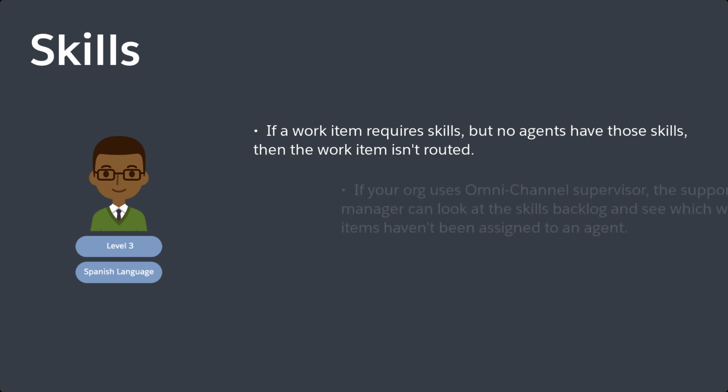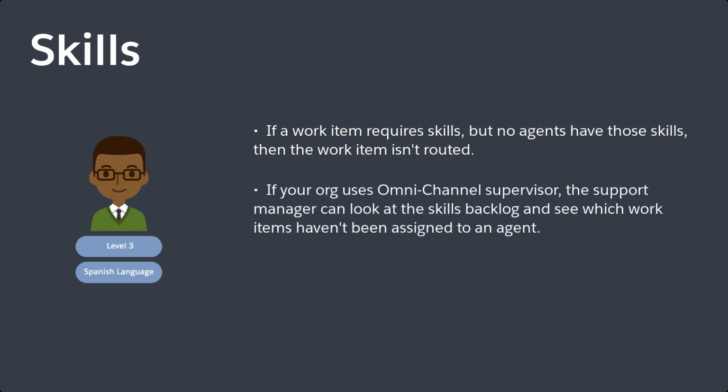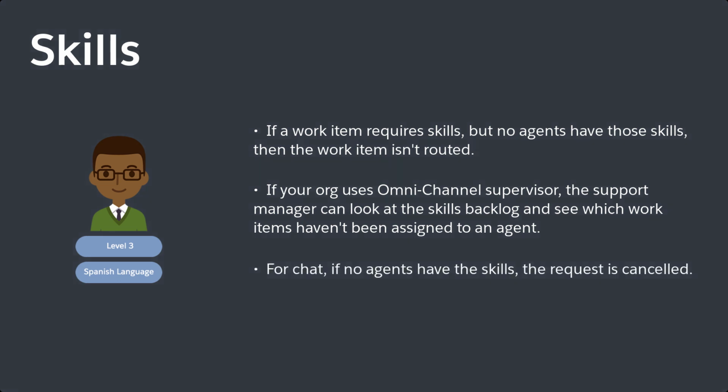If your org uses Omnichannel Supervisor, the support manager can look at the skills backlog and see which work items haven't been assigned to an agent. For chat, if no agents have the skills, the request is canceled.